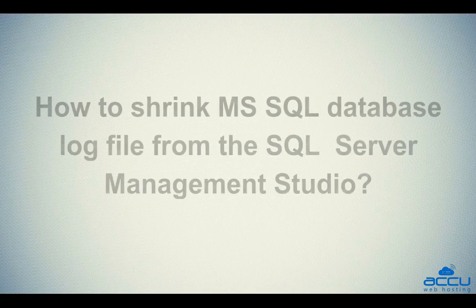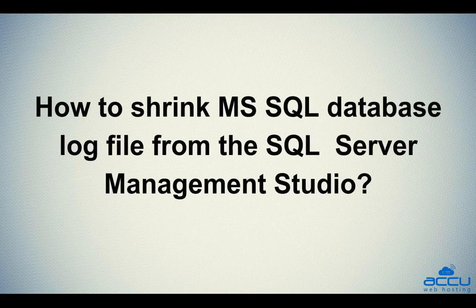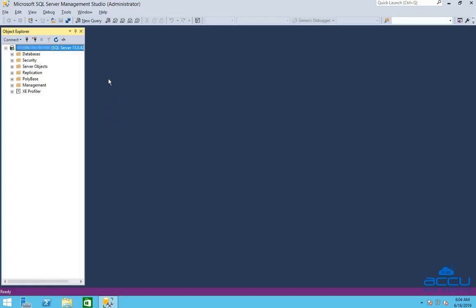Let's see how to shrink MSSQL database log file from the SQL Server Management Studio. Go to the Object Explorer section and select the server name. Expand the Databases folder. Select the database of which log file you want to shrink it. Here, we have selected database demo_db as an example.